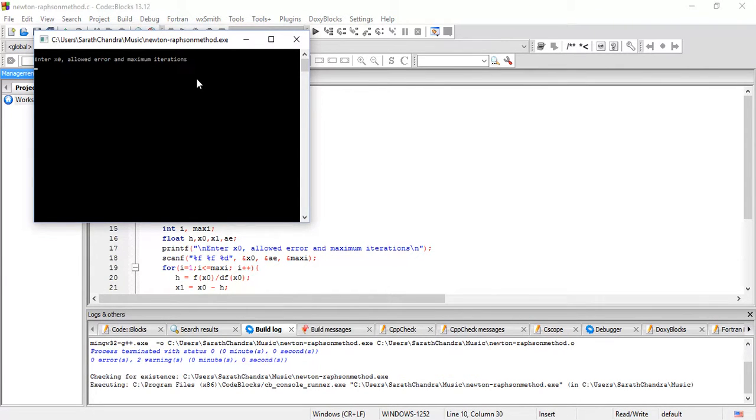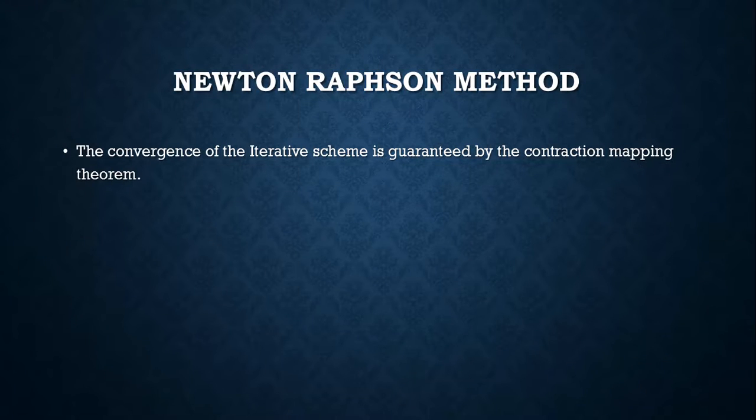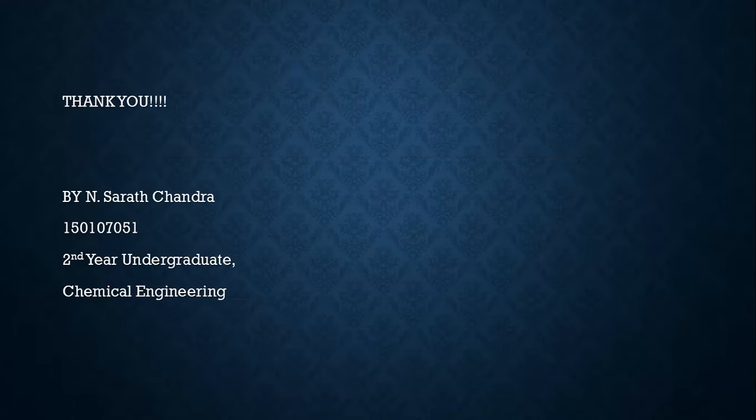Let us try to compile this. Let me take the arbitrary x naught to be 3, the allowed error to be our usual 0.001. Let's try it for a maximum of 5 iterations. And we see the root is again arrived at perfectly. So our program is perfect. In fact, the Newton-Raphson method works for any real function. Feel free to try my program and use any real function. So we have seen the Newton-Raphson method. Thank you.